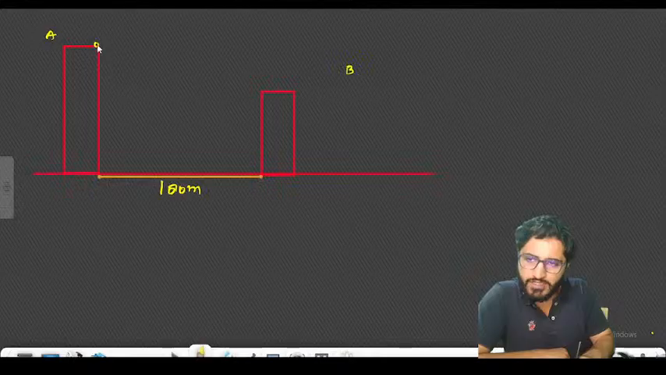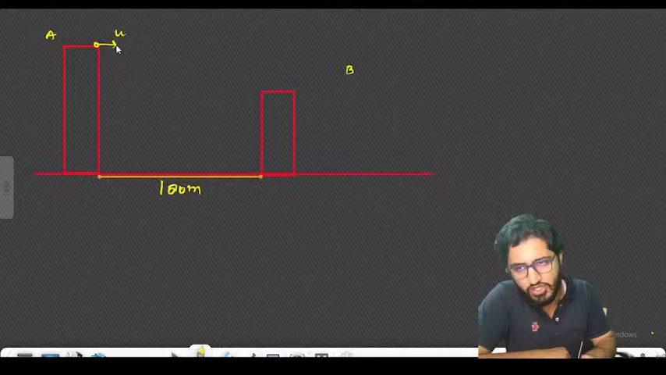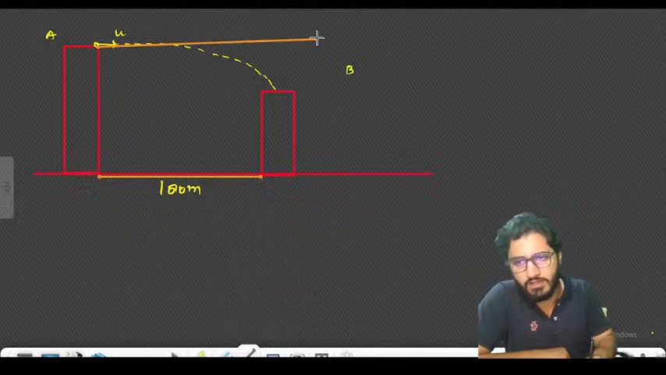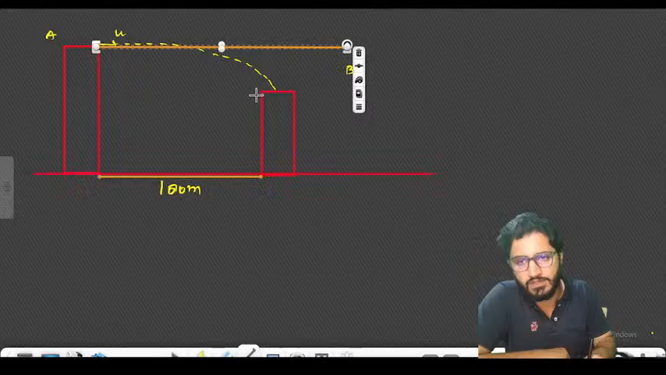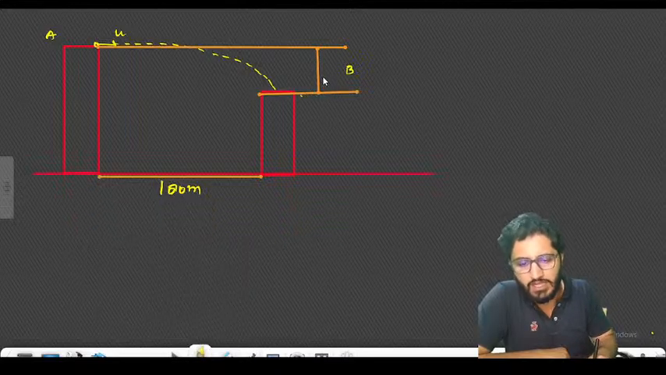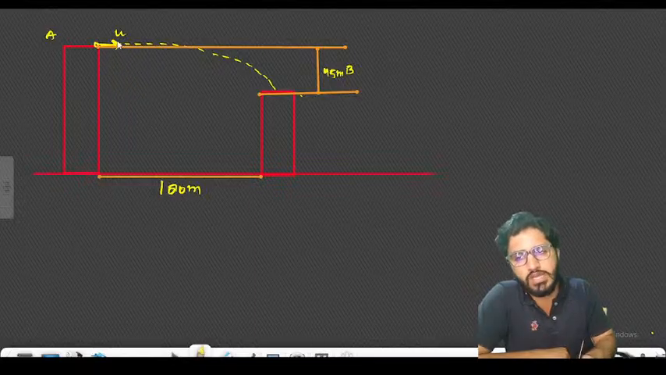We threw something from this particular point A with velocity u, and this should reach B. And one more thing is given to us, that is the height difference. This height difference is also given to us, and it is 45 meters. Find out the value of this particular u, so that my particle should land safely on this building.